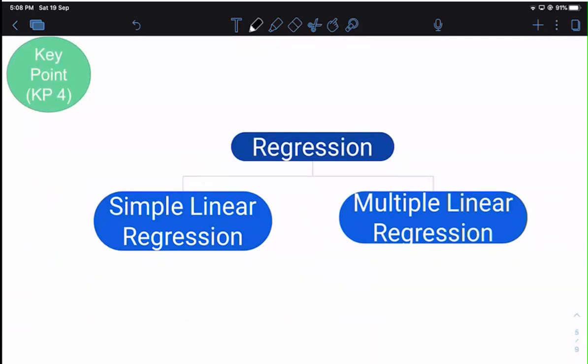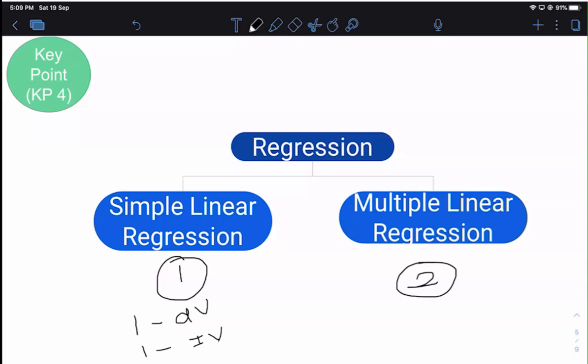The fourth key point with respect to the regression algorithm that we must remember is that the regression algorithms are of two different types. One is called the simple linear regression and another is called the multiple linear regression. Now we are going to see what is the difference between the simple linear regression and the multiple linear regression. In the simple linear regression, there exists only one dependent variable, and the independent variable is also 1.